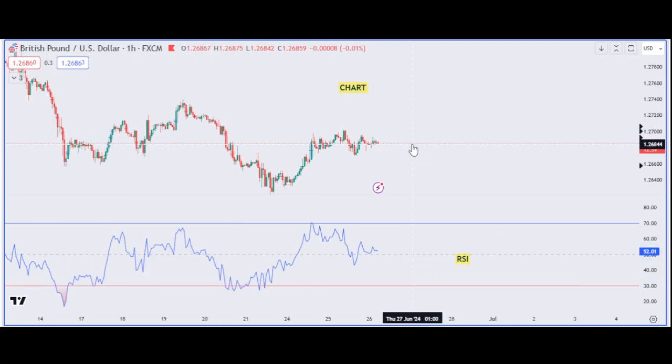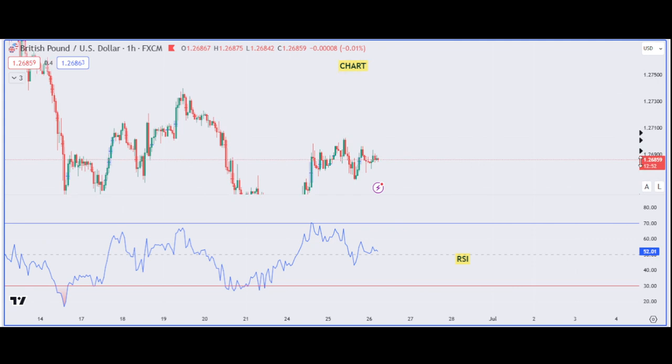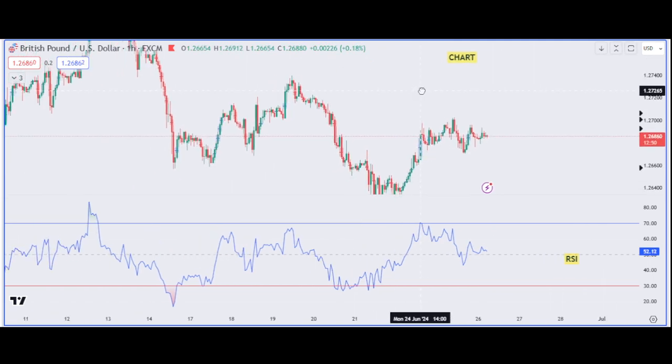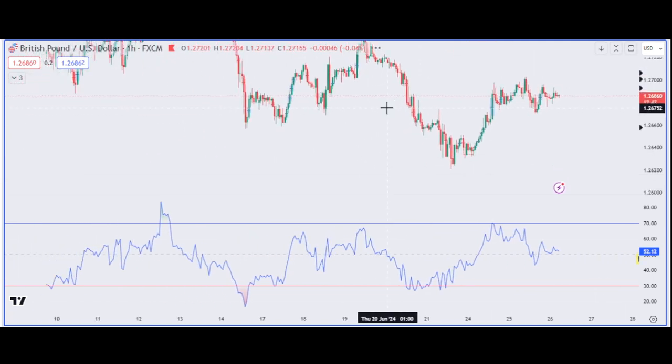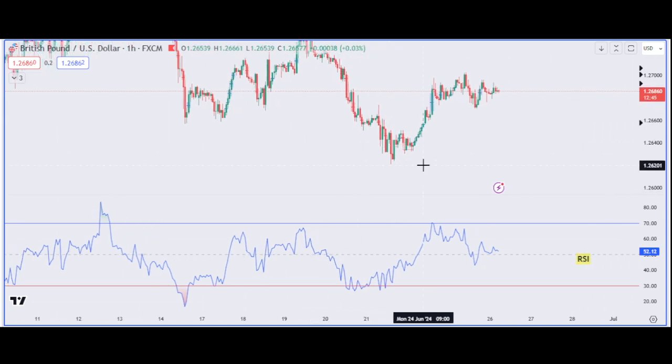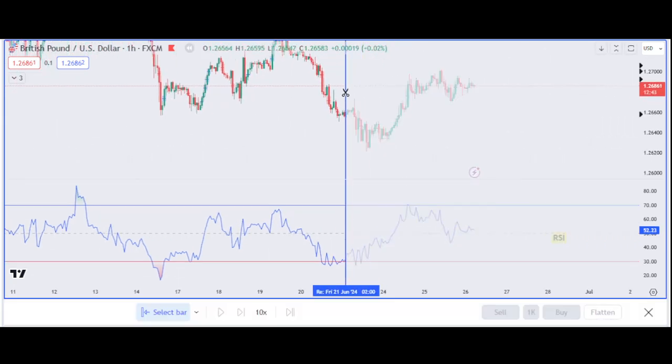Now let's look at the chart so that I can show you guys how you can trade it live. Let us look for examples. Now let me take the chart back.